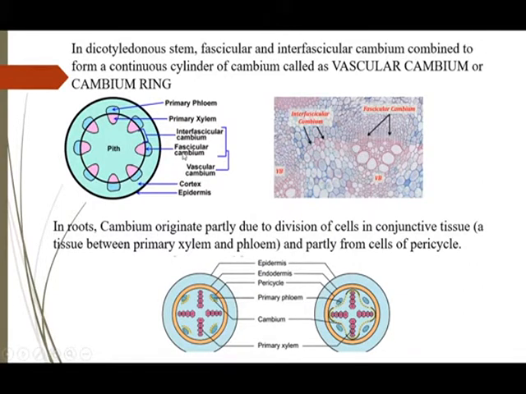A fascicular cambium is present between primary xylem and primary phloem, and interfascicular cambium is present between two vascular bundles, leading to formation of vascular cambium. In dicot root, cambium originates partly from conjunctive tissue, a tissue present between primary xylem and primary phloem, and partly from pericycle. It leads to formation of a complete cambium ring in the root.